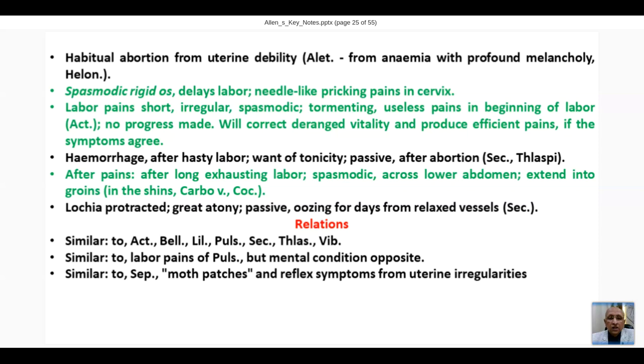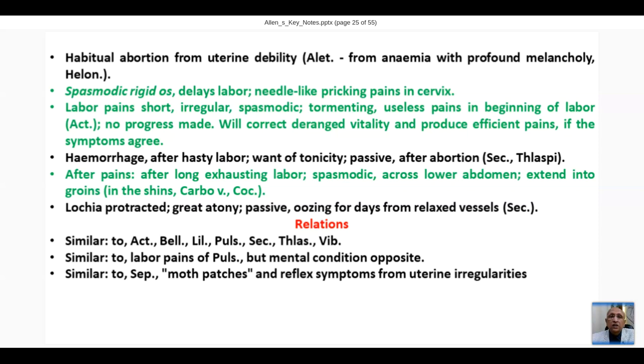See what he says. There is Actaea again. He has mentioned that is Cimicifuga. No progress made. If it is not happening, this is a good remedy. Will correct deranged vitality and produce efficient pains if the symptoms agree. See, this sentence plays a very vital role. Will correct deranged vitality. The patient is exhausted, doesn't have strength to take a pain and to deliver the baby. What does he say? It produces efficient pains if the symptoms agree, and it stimulates that patient.